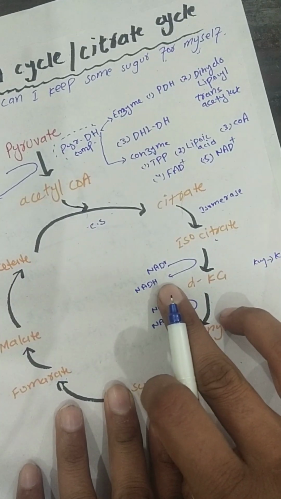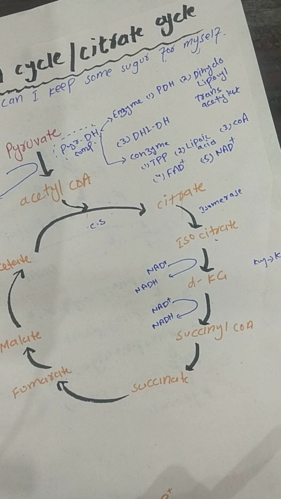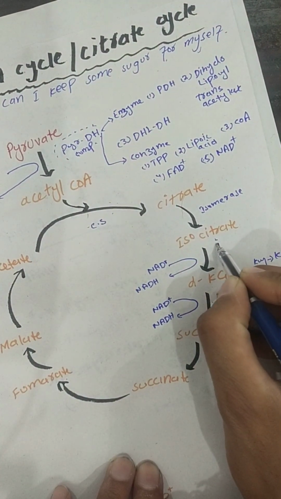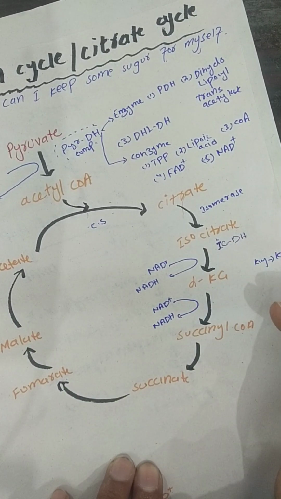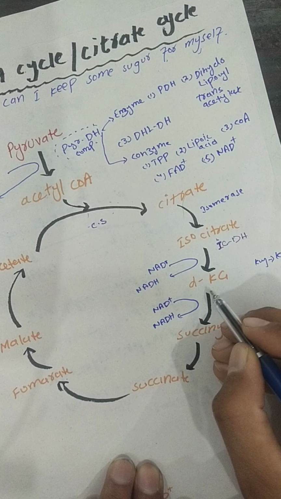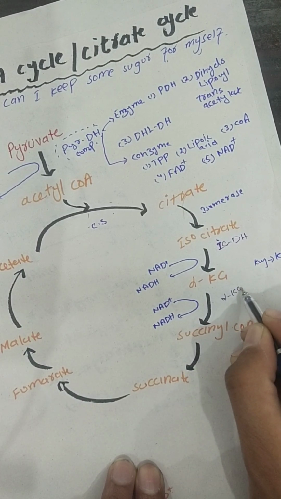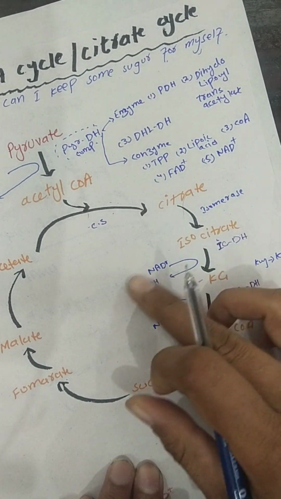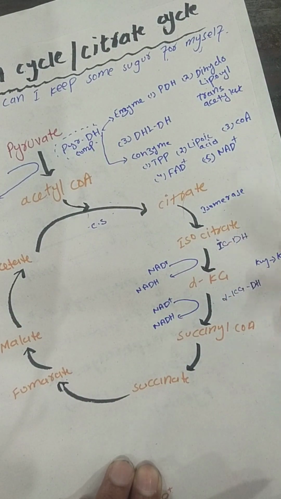So there should be an enzyme which has the name dehydrogenase. So this enzyme is called isocitrate dehydrogenase. Very simple. And this enzyme is called alpha ketoglutarate dehydrogenase. Very simple. Whenever you have NADH production or FADH production, you can simply name the enzyme dehydrogenase.